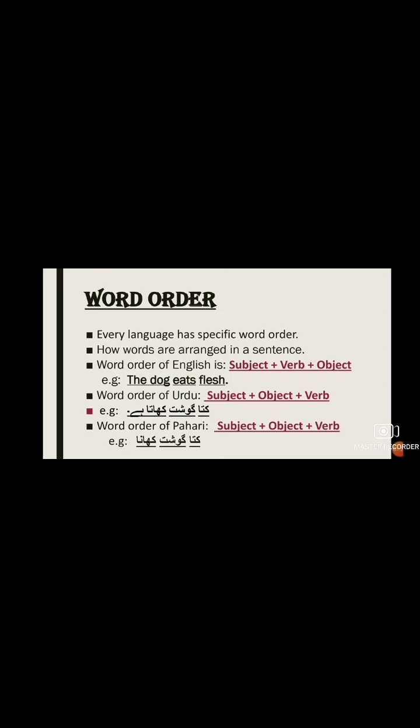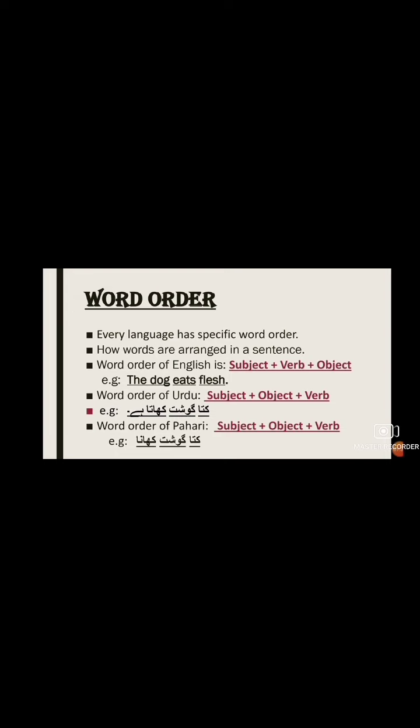First comes word order. Word order refers to the way words are arranged in a sentence. Proper word order is an essential part of sentence structure. Every language has a specific word order. The standard word order in English is subject plus verb plus object.